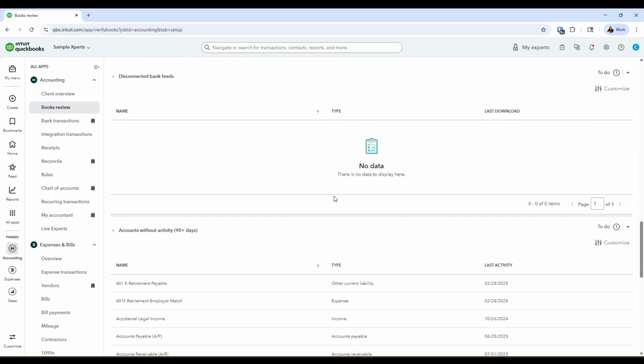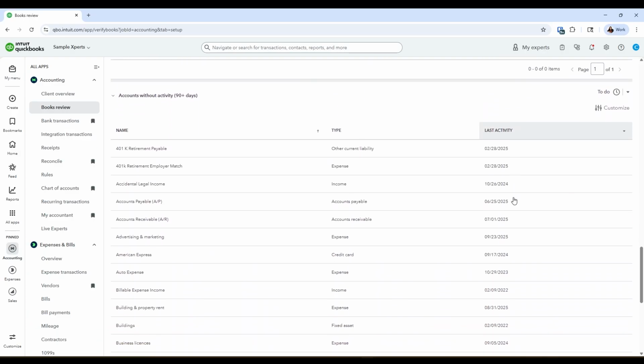Okay, here it shows you if there is any disconnected bank feed. So a lot of times banks will disconnect the connection and you want to reconnect before you can do anything, before you can start working on it, because you want all those transactions to come through for 2025 and you want to categorize all of them.